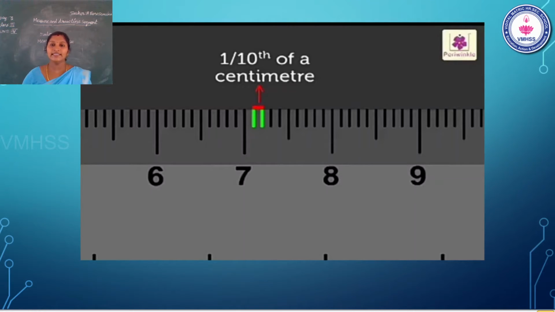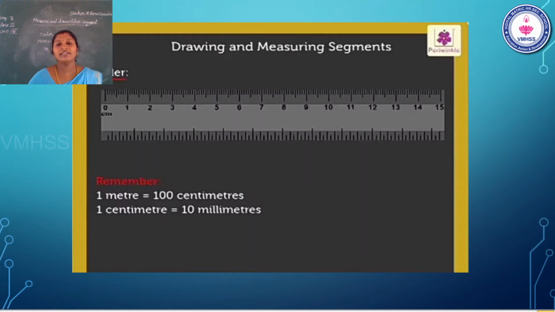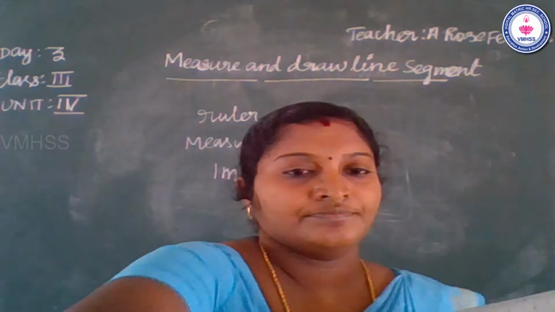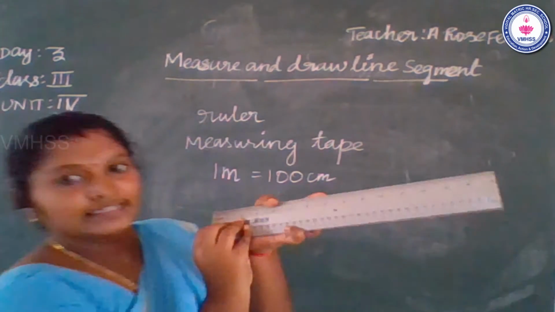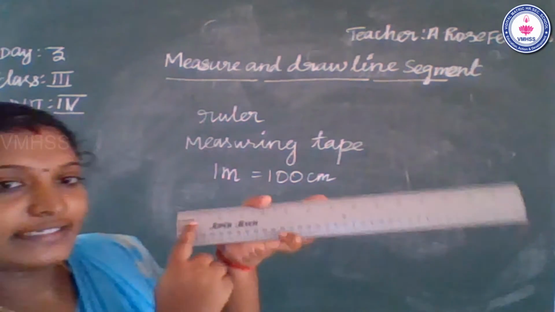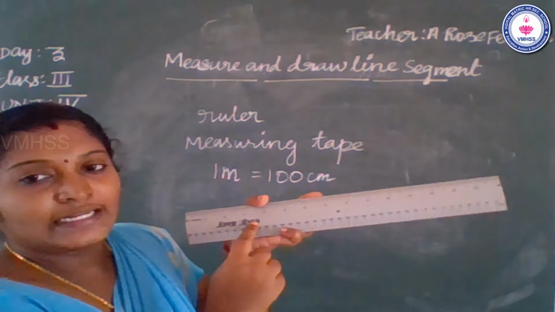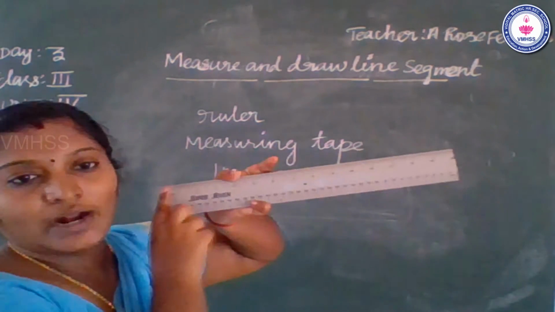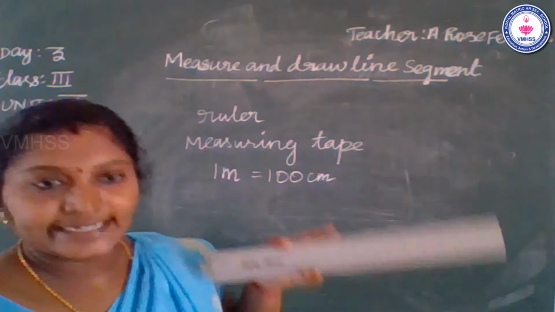This is the centimeter. 1 meter equals 100 centimeters. 1 centimeter equals 10 millimeters. See the ruler marks. It starts from 0 centimeter, 1 centimeter, 2 centimeter and so on.